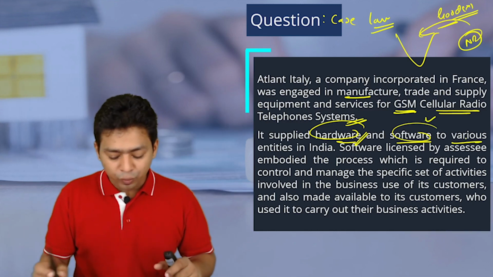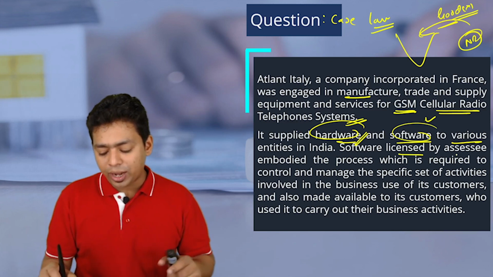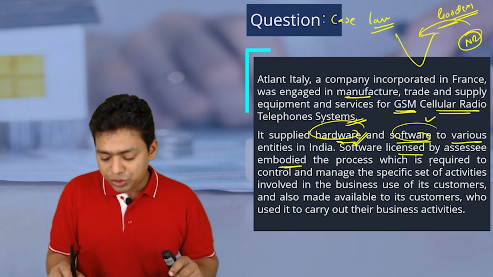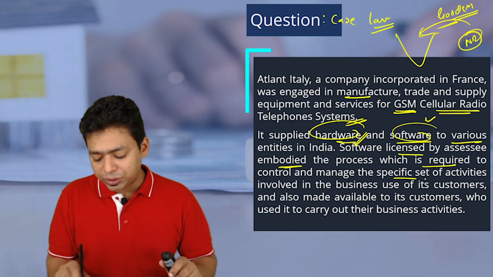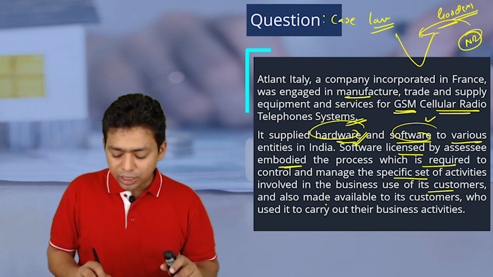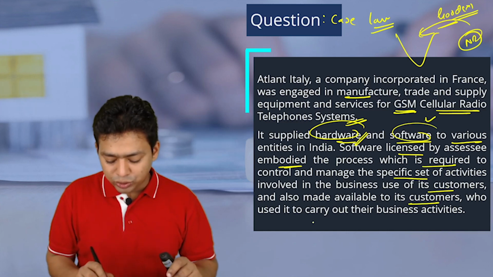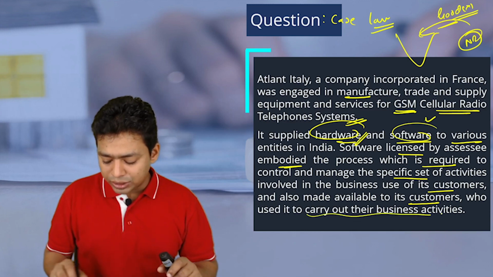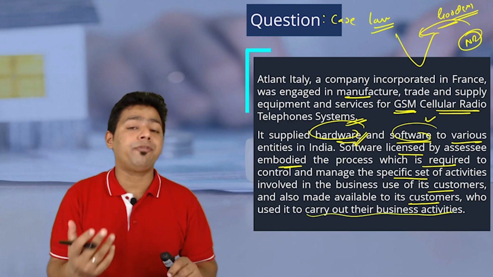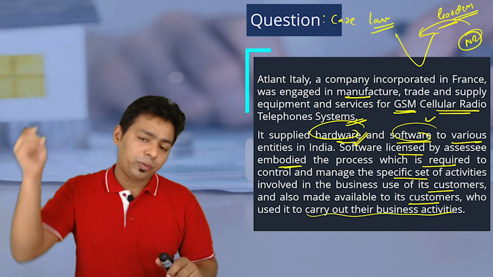To various entities in India, software licensed by the assessee embodied the process which is required to control and manage the specific set of activities involved in the business use of its customer, and also made available to its customer who use it to carry out business activities. What they are saying is, the hardware will not perform without the software. Software is embodied in the hardware.